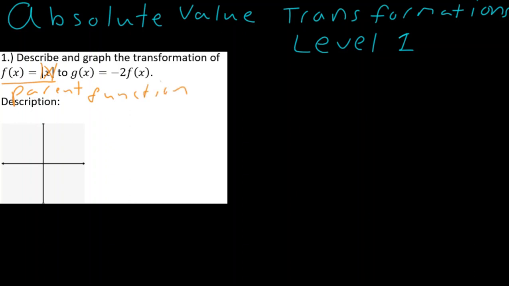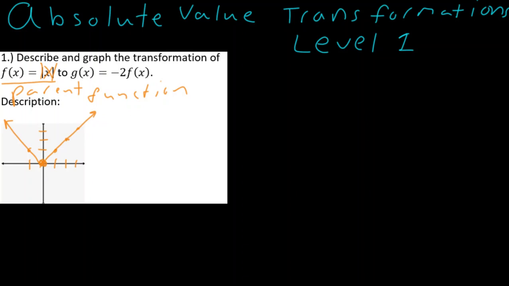So what does the parent function look like? It has a vertex at 0, 0, or aka the origin. And if you go to the right one and up one, there will be a point. And if you go to the left one and up one, there will be a point. And this really continues forever and ever. To the right one, up one, we have another point. To the right one, up one, we have another point. And it will look something just like that.